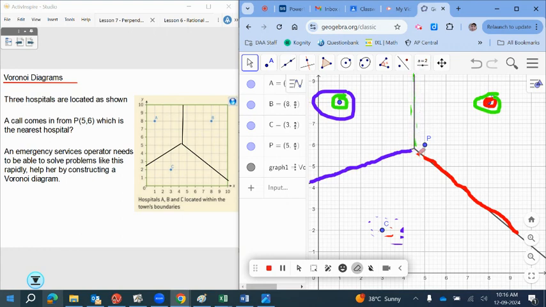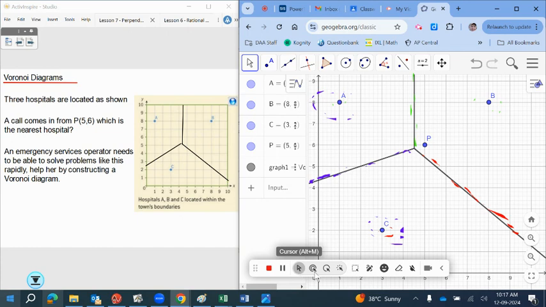And this creates the Voronoi diagram. So any point on those edges is equally distant from B and C, or any point on this edge here that I'm erasing is equally distant from A and C. And the vertical line there, any point there is equally distant from A and B.